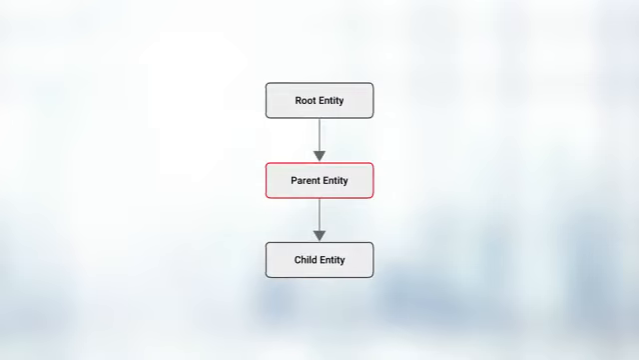An entity's parent, the parent's parent, and so on are its ancestors. An entity's child, the child's child, and so on are descendants. The sequence of entities from the root entity to a specific entity forms the ancestor path.